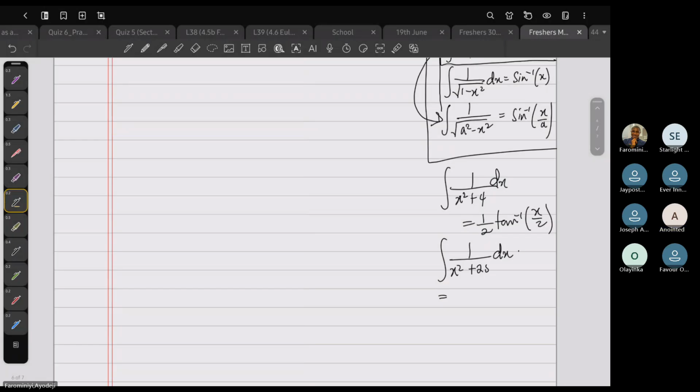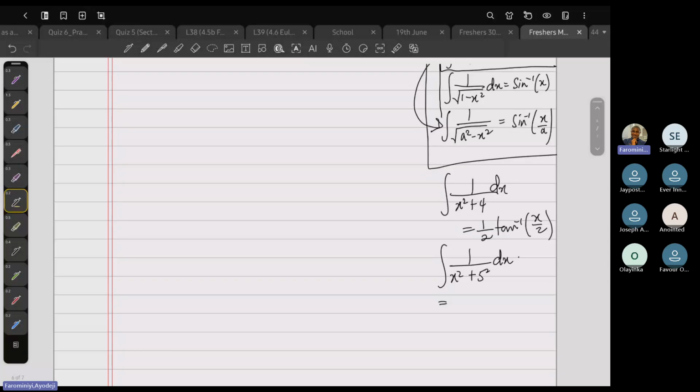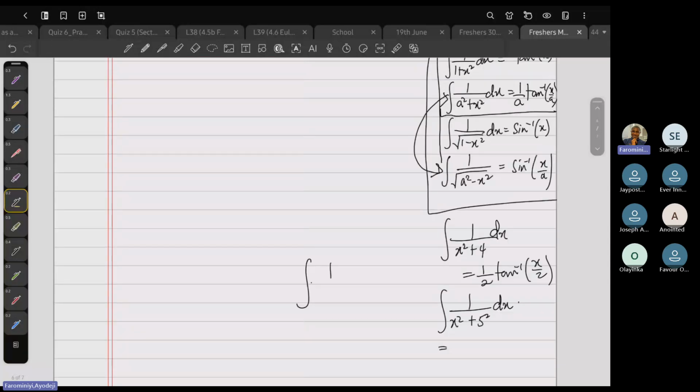Yes, sir. So x squared plus 25 is the same thing as x squared plus 5 squared. You agree to that, right? And if you look at what we are saying, the integral of 1 over x squared plus anything squared is 1 over that thing that is under the square, tan inverse of x over that thing. So in this case, a is 5. So this is going to be 1 over 5 tan inverse of x over 5. Do you get it?